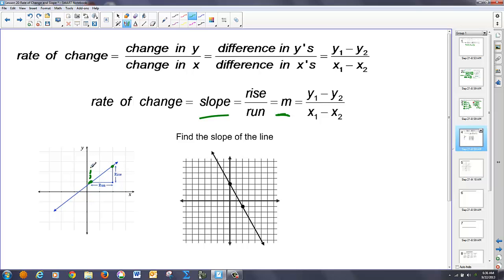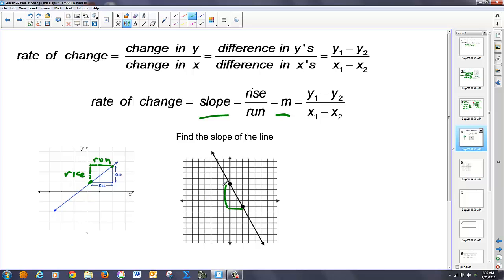You can also go this way as well. Rise is the up and down. The run is the across. So if I want to find the slope of this line, I usually do my up and down first and my left and right second, and you can start from either point. I'll show you how to do that. Start from this point here, and to get down to this point, I go down, and then I go over.